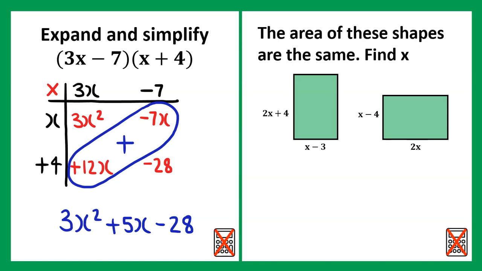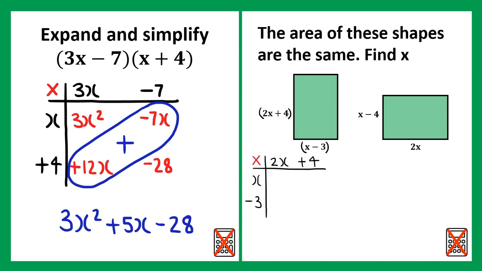For the last question, the area of these shapes are the same. Find x. You can see that we've been given two rectangles. To work out the area of a rectangle, we need to do the length multiplied by the width. You can see that the length is given to us as an algebraic expression with two terms, and the width is also given to us in the same format. Because we're multiplying two terms in an algebraic expression by another two terms, the use of brackets would be good. That means we need to multiply 2x plus 4 by x minus 3.